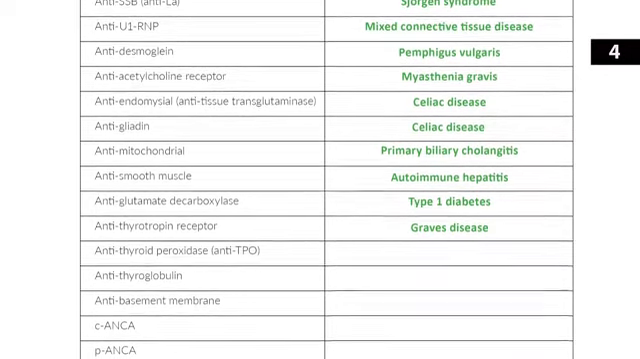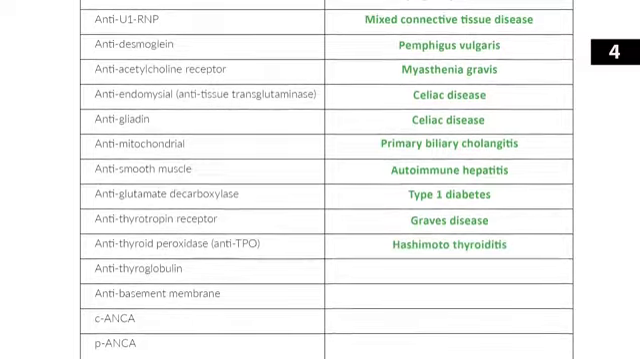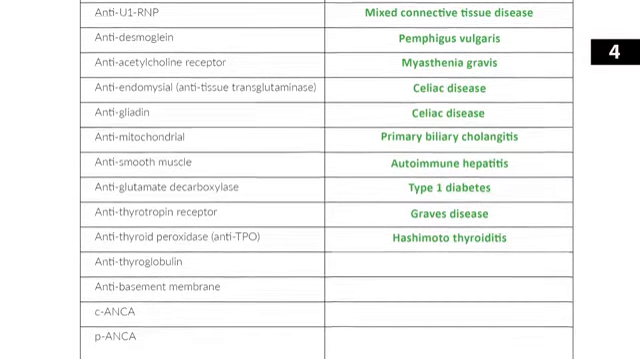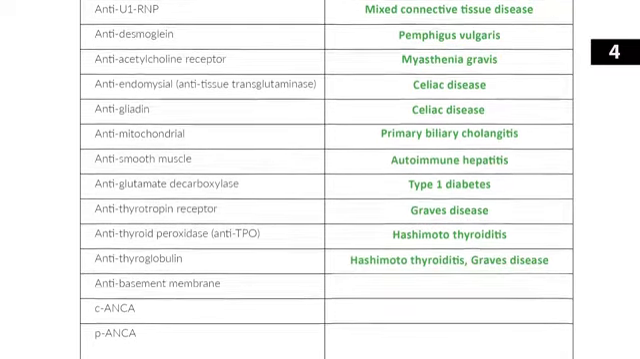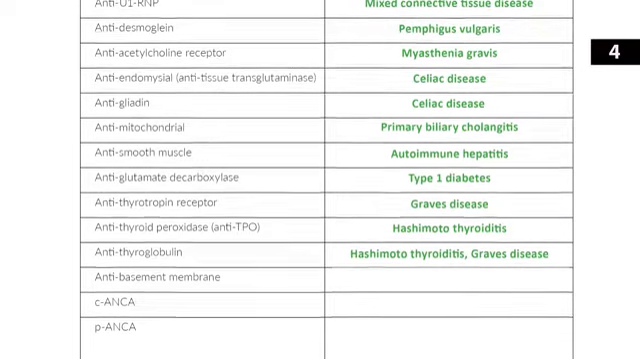These are antibodies that bind to TSH receptors and stimulate the thyroid gland to start releasing too much thyroid hormone. Anti-thyroid peroxidase, or anti-TPO antibodies, are primarily seen in Hashimoto thyroiditis. There are also anti-thyroglobulin antibodies that are seen in Hashimoto's thyroiditis or Graves' disease. So there's a lot of overlap in the thyroid antibodies.